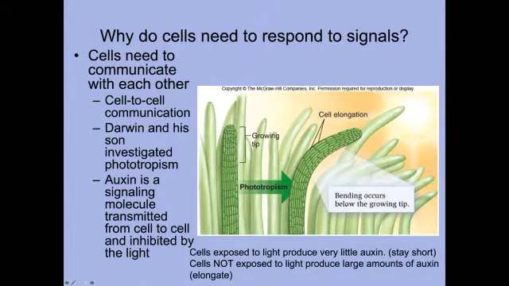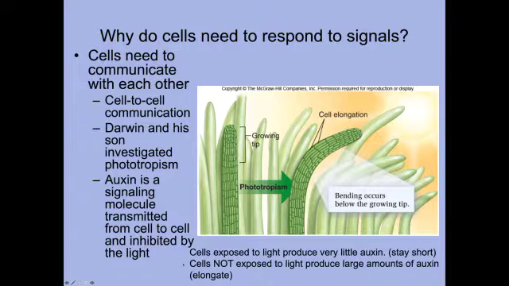Here we have an example of phototropism. Now, if you've ever had a house plant and you put it near a window but not directly in front of it, after a few days or weeks, the plant will start to bend and move towards the sunlight. This is because it wants to maximize the amount of photosynthesis that it can carry out. So this response, this bending, is known as phototropism.